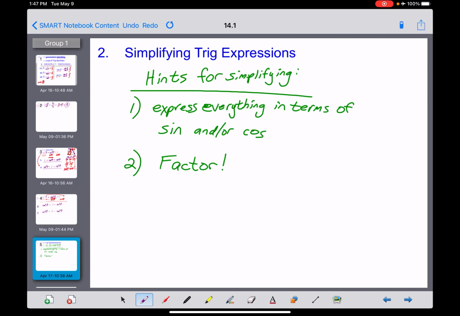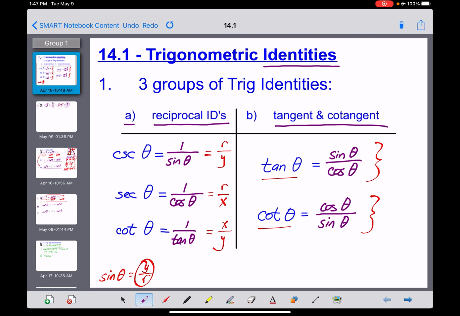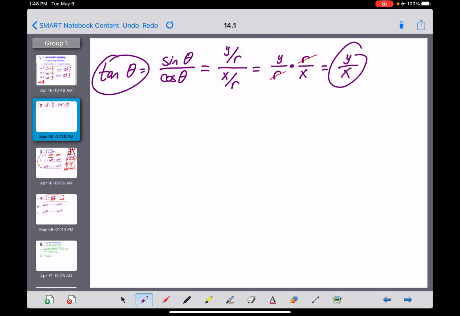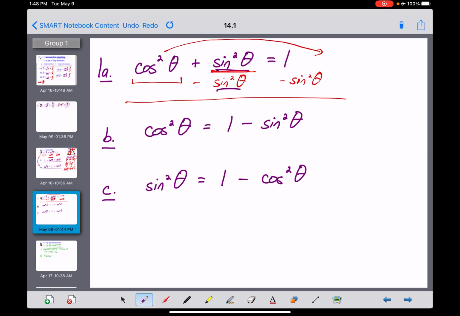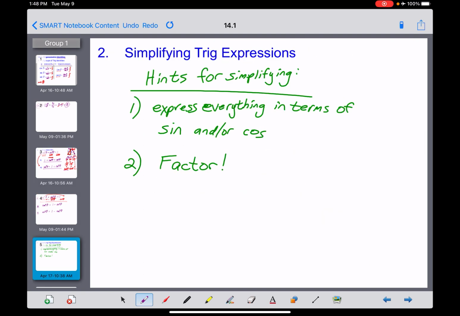Okay, guys, and into the second part of 14.1. In the first video, we talked about these. I believe there were 8 new identities that we learned right here. 3 reciprocals, 2 tangent and cotangent, and then we also did the 3 Pythagorean identities. And we talked about variations on each of the Pythagoreans. So now let's talk about what this might be good for.